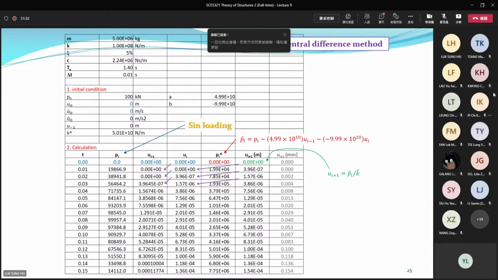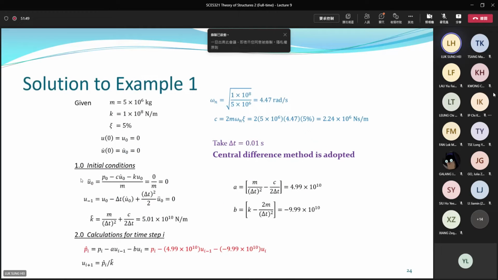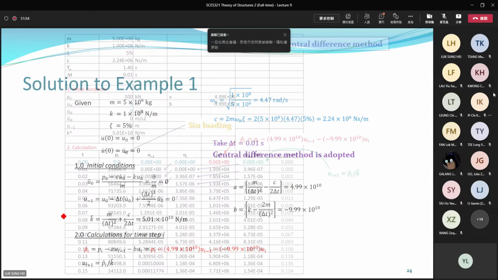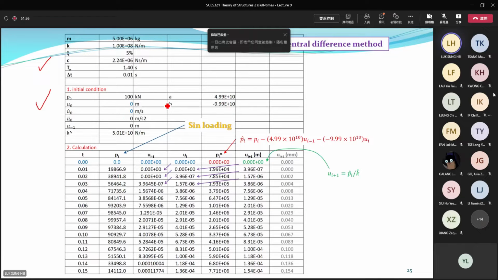You can simply build an Excel like this. The format is up to you. Different people may have different style to prepare your own spreadsheet. You may put some given information at the top, and then you may do some simple calculation for the initial condition based on the equation here. You can calculate those initial conditions, and then use this set of values to calculate the value at different time steps.